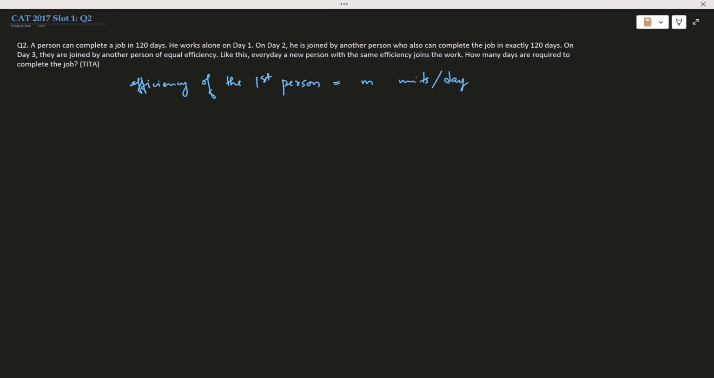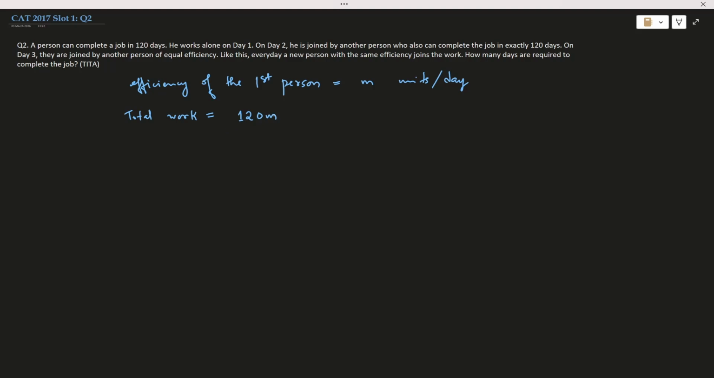The first person, or the person who is working on day 1, I am considering his efficiency to be m. That means on each day the person will complete m units of work. And since all the subsequent persons that are joining the first person have the same efficiencies, their efficiencies will also be m units per day. So what is the total work that needs to be completed? Total work that needs to be completed will be equal to 120 m.